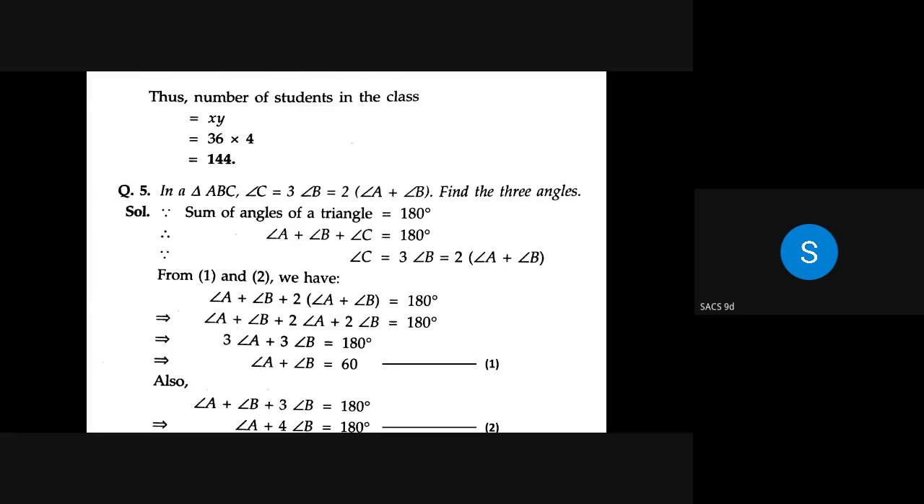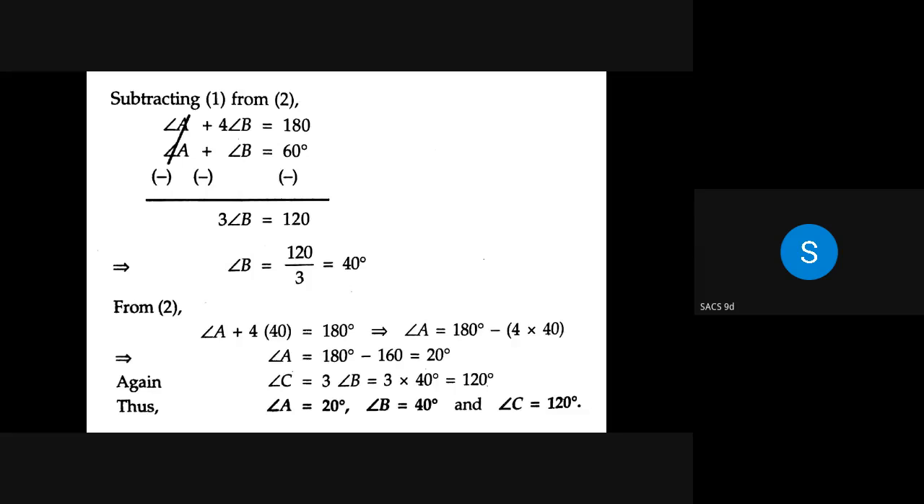If you want, you can write let angle A be x degrees and angle B be y degrees. If you are not comfortable with keeping angles as the variable and want to keep it in xy form, then you can do that also. So you will get it in xy form only. I have kept it here in angle form only and solved for angles.